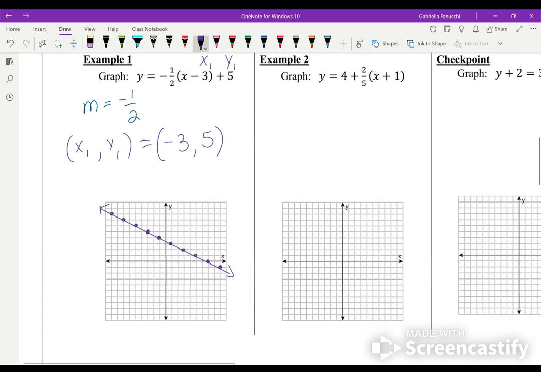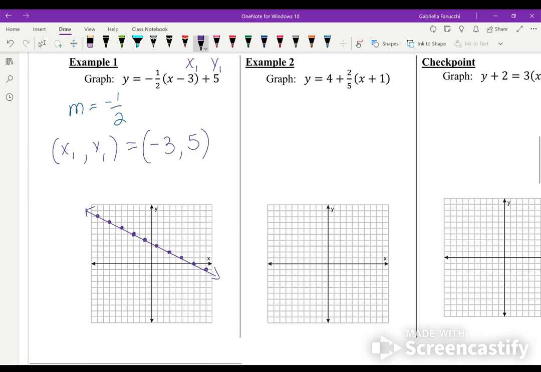Okay. Example 2, y equals 4 plus 2/5 times x plus 1. So first things first, let's plot this. Let's write down our slope, which is 2/5. So we're going to rise 2, run 5. And let's go ahead and label our x1 and our y1.